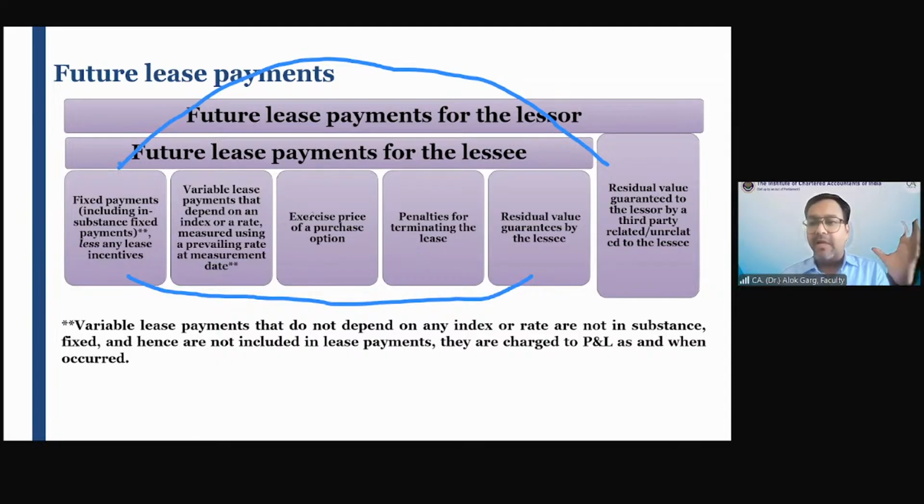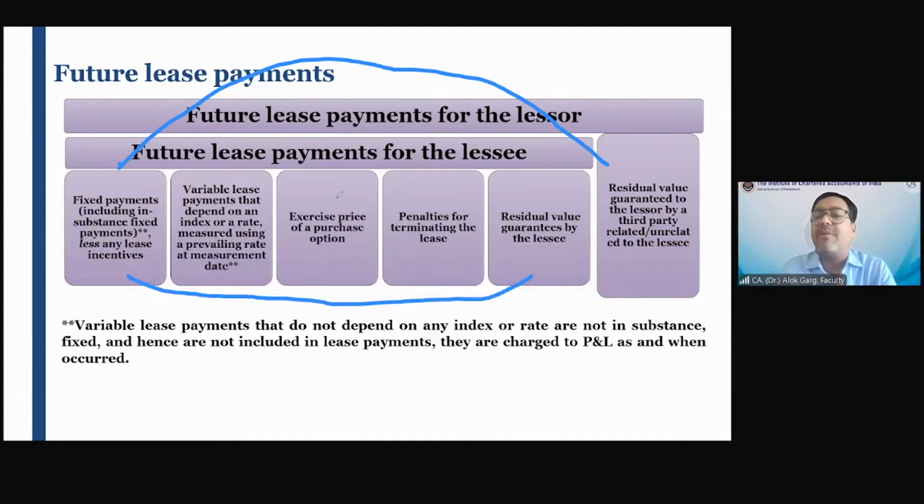So if a lease payment is on the basis of production, consumption, turnover, then it is not considered under lease payment. And these kind of variable lease payments will be charged to P&L whenever they are accrued. It will always be charged to P&L, right? So when the lessee is going to pay 2% of the turnover, which is, let's say, 2 lakh rupee in this case, it is going to be charged to the P&L, right?